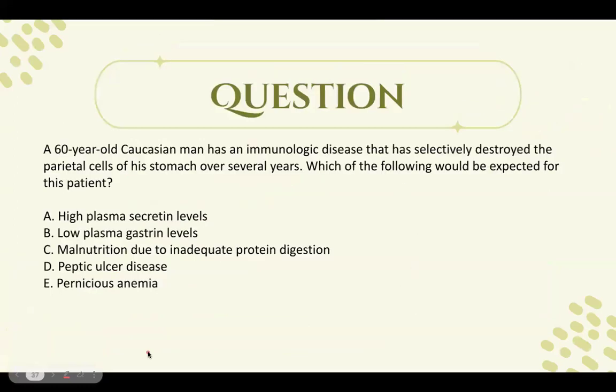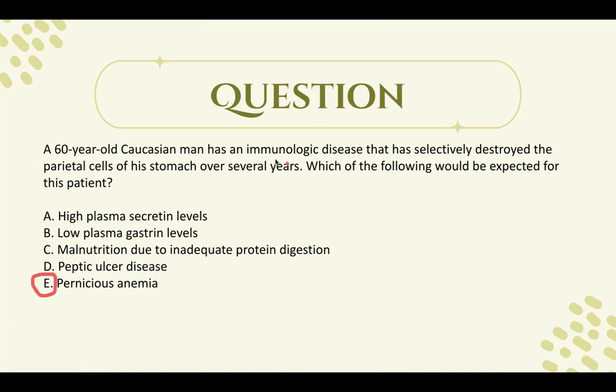All right. And now we have a question, and this is the last part. So we can go ahead and read it. Okay. So this question talks about this man who has an immunologic disease, and this disease has destroyed his parietal cells of the stomach. What would be expected for this patient? So the answer for this question is E, pernicious anemia.